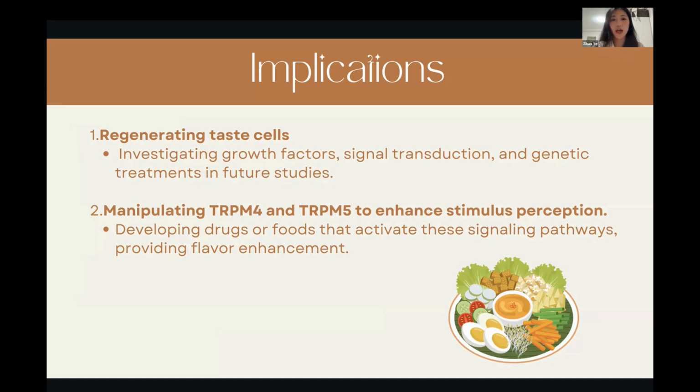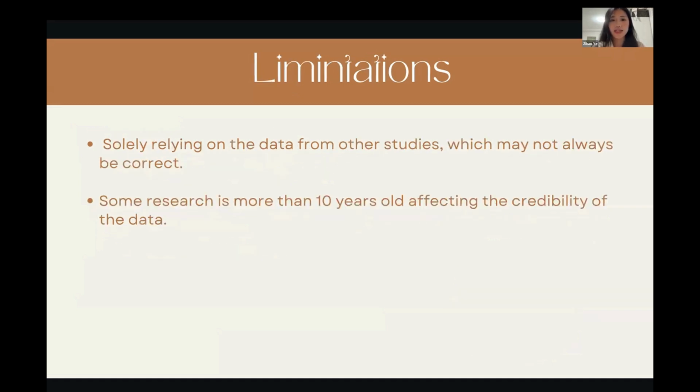Some limitations of my study are that it is solely based on the data of other people's studies, and I came across some studies that have inaccurate data, so I had to be careful with the research articles that I was reading. And also some research is more than 10 years old, which may affect the credibility of the data that was collected.